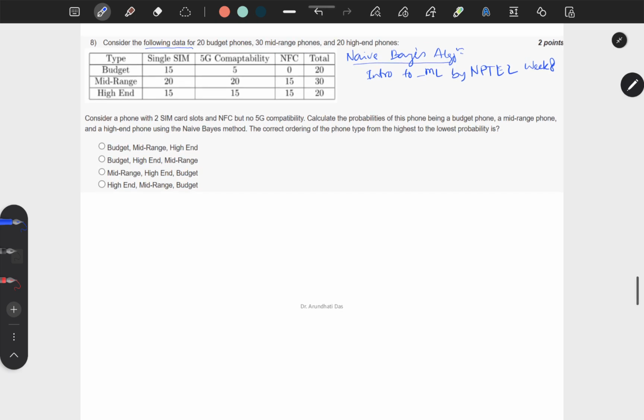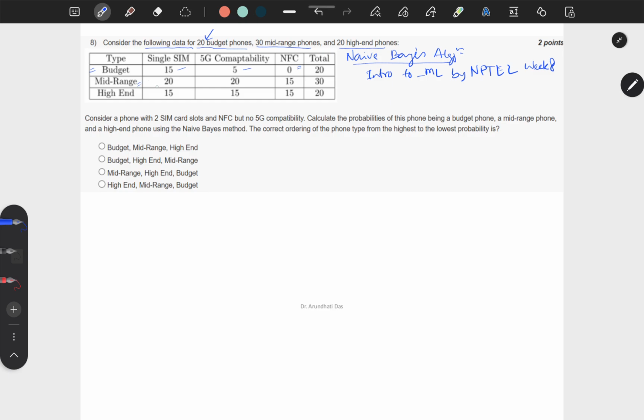Consider the following data for 20 budget phones, 30 mid-range phones and 20 high-end phones. So the data is what? The budget phone has 20 total phones. Out of those 20, 15 phones have single SIM, and 25 have 5G compatibility. And there is one more attribute or feature, that is NFC, and no phone in the budget phones has that particular attribute or feature.